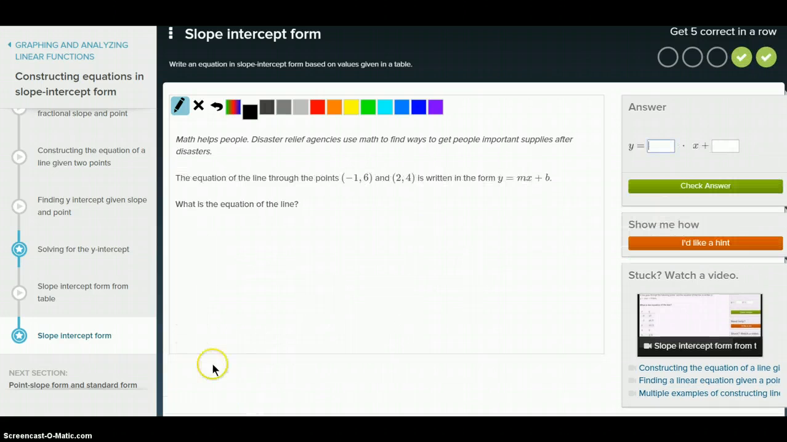Alright, so the next question here is similar, except we're only given 2 points, so we don't have to pick. So let's say we have point 1 and we have point 2. So we're going to find the slope first. So the slope is the change in y over the change in x.